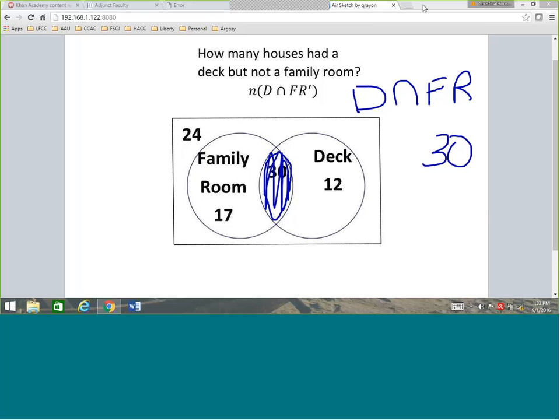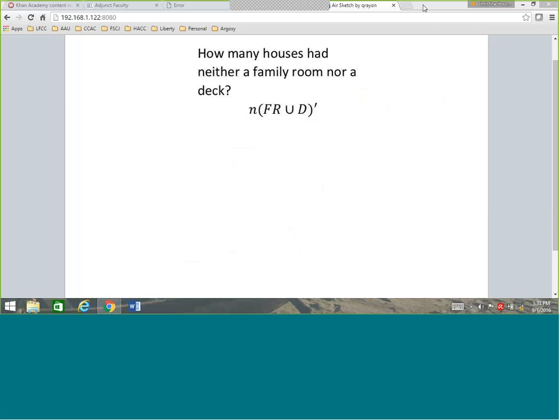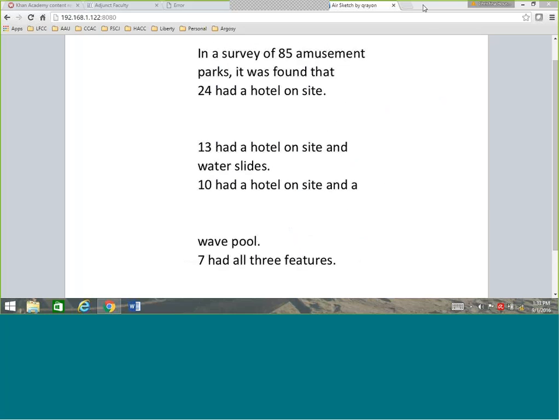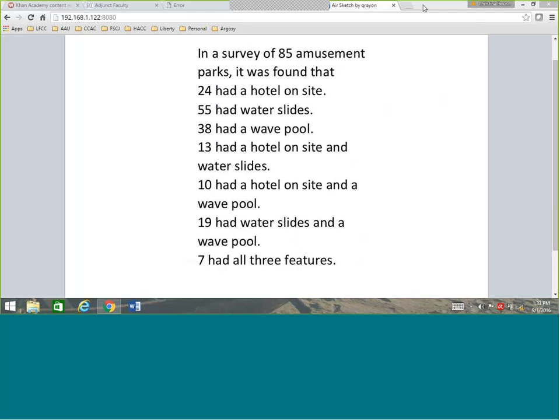Okay. So let's start this next problem where we have 3 circles. We have a survey of 85 amusement parks. It's found that 24 had a hotel on site, 55 had water slides, 38 had a wave pool, 13 had a hotel and water slides, 10 had a hotel and wave pool, 19 had water slides and a wave pool, and 7 had all 3. I know that's a lot, but that is why we have the Venn diagrams, to help us organize all this information to be able to answer questions about the situation.